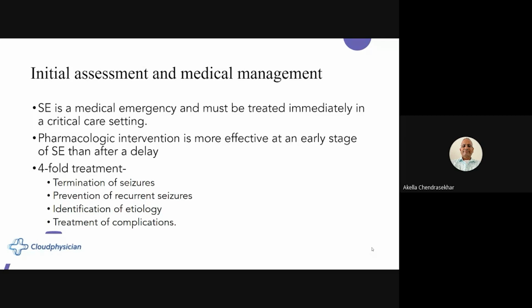Pharmacological intervention is more effective earlier in the seizure activity than after a delay. This is a very important concept. If I can get the medication into the patient within the first 2 minutes, as opposed to the first 10 minutes, the effectiveness will be better. So it's very important. So, fourfold treatment. First, terminate the seizure. Get the seizure to stop. Okay?